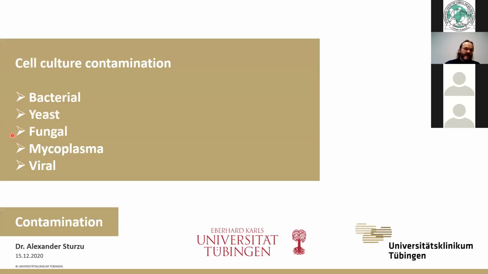Okay, we have different types of cell culture contamination. With the first three, bacterial, yeast, and fungal contamination, it is easily visible. And so once it is seen, it can be handled and dealt with. Then we have the mycoplasma contamination and we have viral contamination.